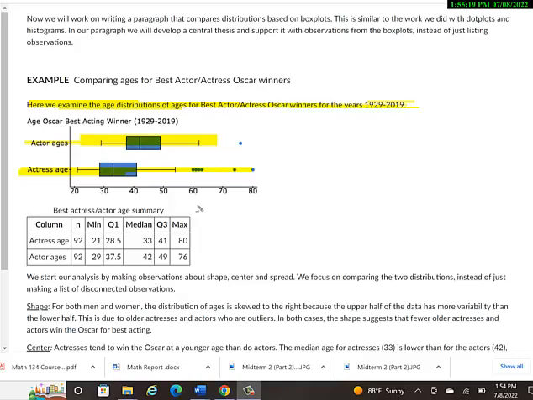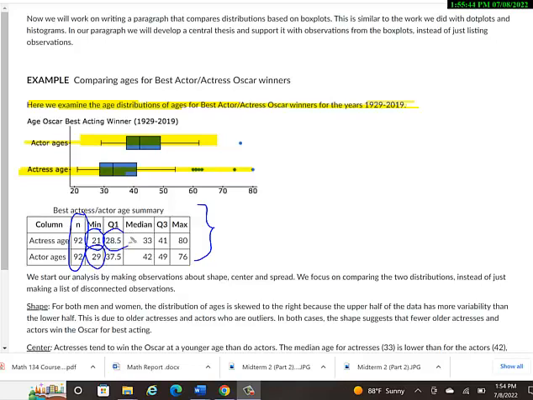They have a little box here representing the data. We have n is 92. Remember, n is the number of data values. That should be written somewhere in your notes. If not, it might be good to write it down. The minimum value: the youngest actress to win was 21. The youngest actor was 29.